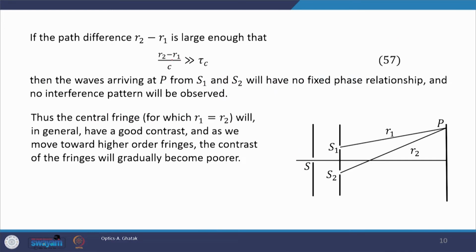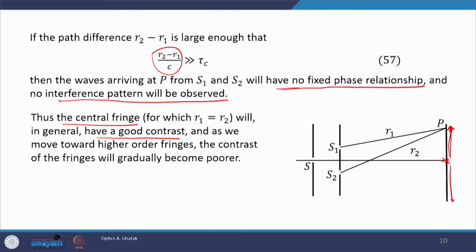Okay. And if the time is much larger than tau c, then the waves reaching point P will not have any fixed phase relationship and no interference pattern would be observed. Okay. Therefore, at the center, means at this point where R1 is equal to R2, in general we will have a good contrast fringe, okay, because the path difference there is 0, which is of course smaller than tau c. And as we move towards higher order fringes, as we move away from the center, the fringes will gradually become poorer, the contrast will decay down.